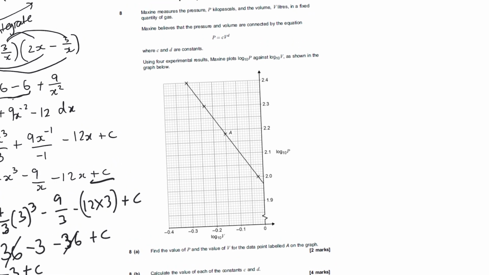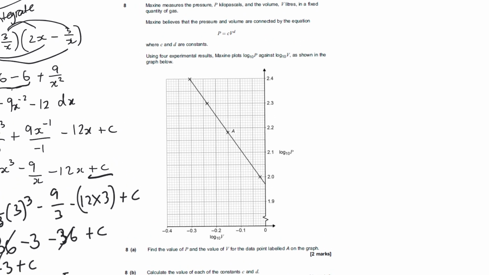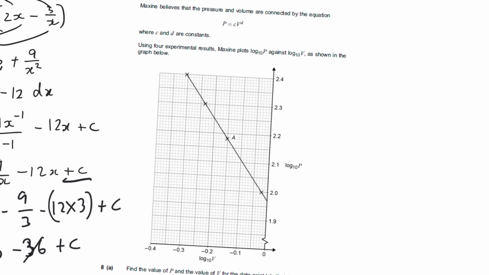Okay, and then having a look at question 8, it did come up in a previous AQA past paper. I can't remember what year it is, I think it's 2018, for anyone wondering if they've seen it before or not. In this question, it's basically given us a graph, a logarithm graph, and it's given us the equation. It wants us to work out the values of p and v, from point A. First of all, we need to work out the coordinates of point A.